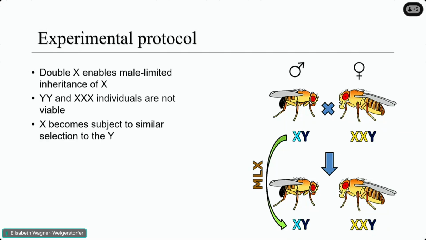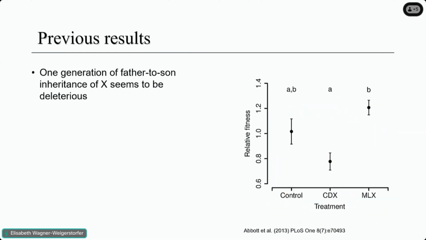So the upshot of this, or the prediction, is that the X should become subject to similar selection pressures as the Y chromosome. So basically, things that are good for males. So what did we find when we did this experiment a number of years ago when I was a postdoc? Well, one thing that we found was that one generation of father to son inheritance of the X seems to be bad. And what this treatment is showing is relative fitness as sort of competitive paternity share in the control lines, the evolved MLX lines that have been evolving for 30 generations or 40 generations or something.